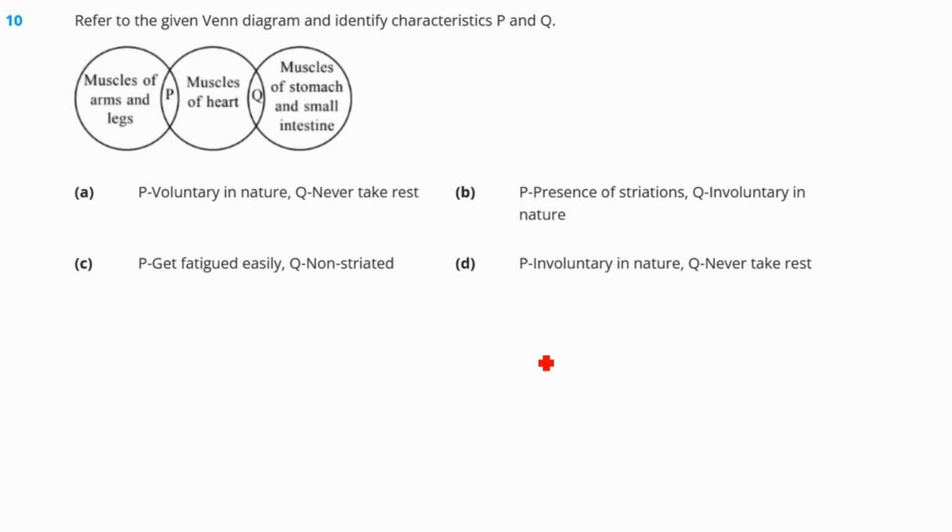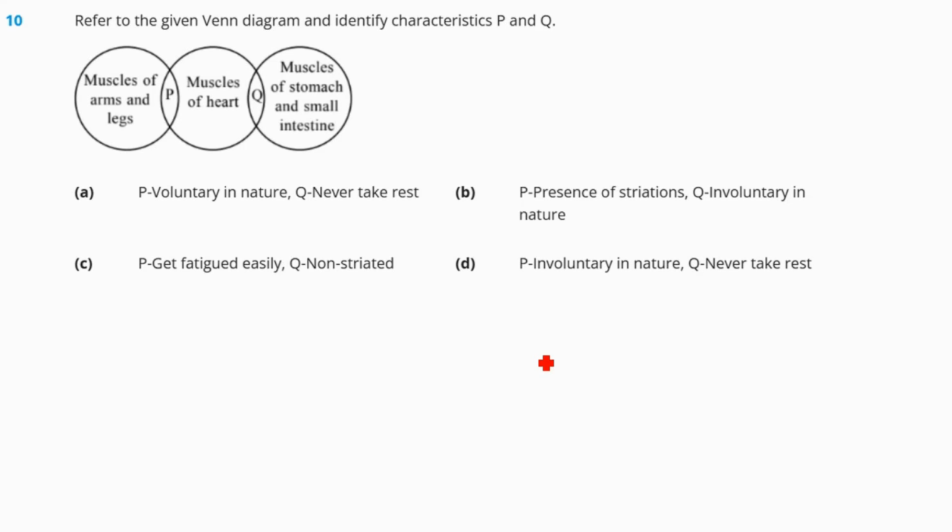We have to identify P and Q. So here, voluntary in nature, never takes rest. Stomach and small intestine, they do take rest. Muscle of the heart does not take rest, but the stomach and small intestine, they take rest. So A cannot be the answer.